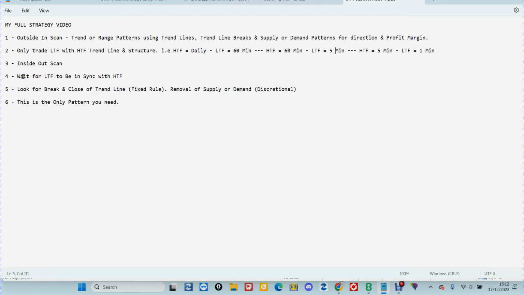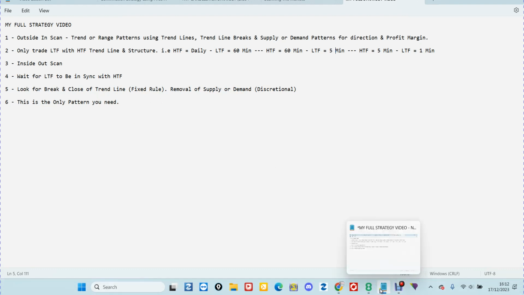The inside out scan is waiting for the lower time frame to be in sync, which I just said, and then we're looking for break, which I just said, and close of trend lines, which is a fixed rule. But the removal of supply and demand on the lower time frame from the inside out is discretional. From the outside in is probably more important, but it's always discretional with removal of the supply and demand, and this is the only pattern that you actually need.